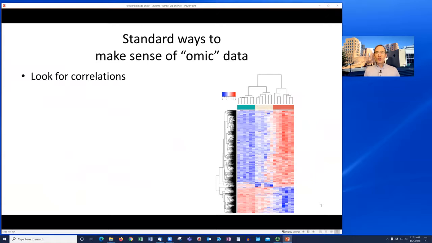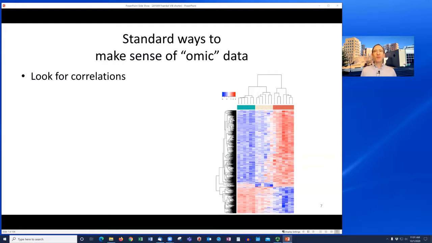What are the standard approaches for dealing with multi-omic data? Well, I think one approach is obviously to look for correlations in the data. Any of you who have ever used a heat map have obviously used correlations to find sets of genes or proteins that are co-regulated, and also to find samples or conditions that seem to be responding in a similar way. And that's a very powerful technology.